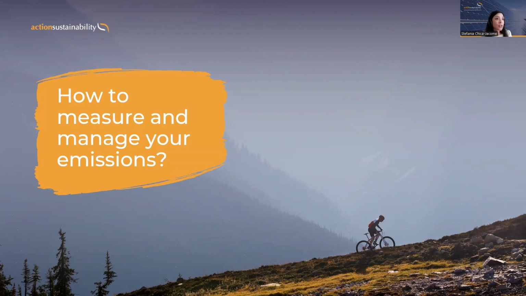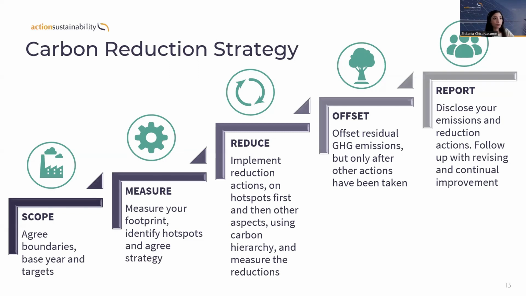In this next section, we're going to cover how organizations measure their carbon emissions. What you're seeing on the screen right now are the key elements of a carbon reduction strategy. So the first step for an organization who has decided to tackle its climate impact is to first define the scope of the analysis. In other words, what are your boundaries? What are you going to include in your carbon analysis? What is going to be your target year? And so forth and so on. So that's step number one.